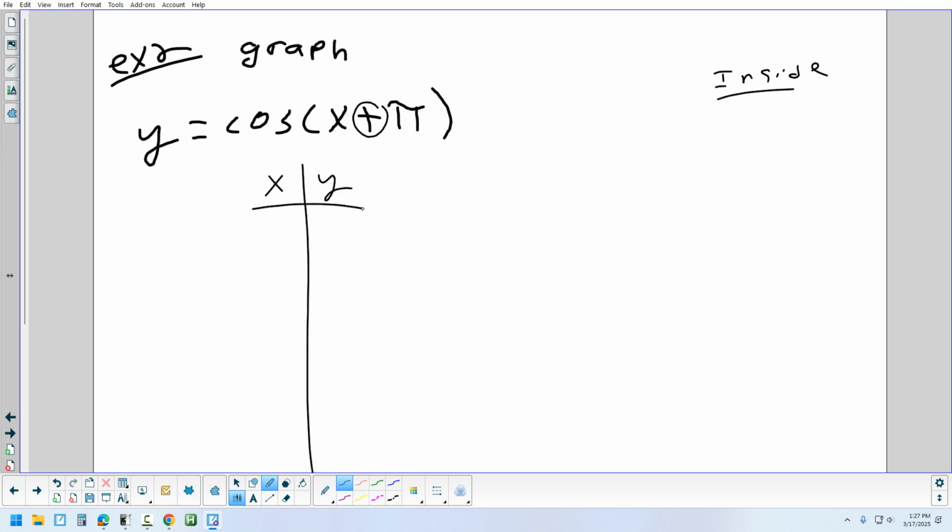Okay, because it's a horizontal shift, what column is going to stay the same? Why? Can somebody tell me? From the original. What's that? From the original. From the original. Now I need my original values. 0, 1, 0, -1, 0. Okay, those are original values, but just be careful what table we're looking at. 1, 0, 0, -1, 0, 1. Yes.